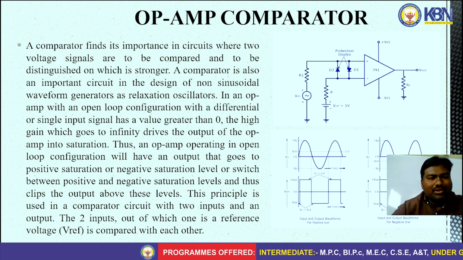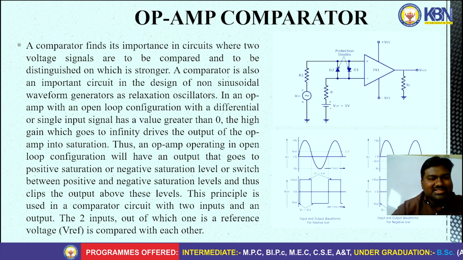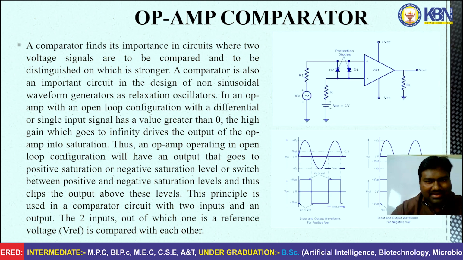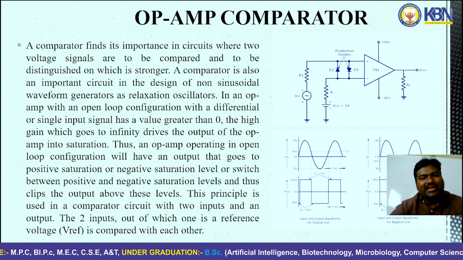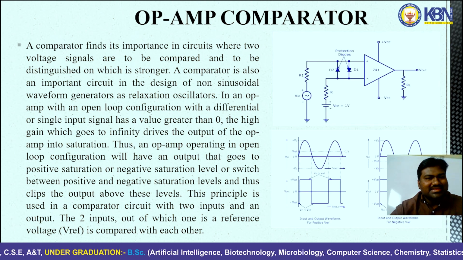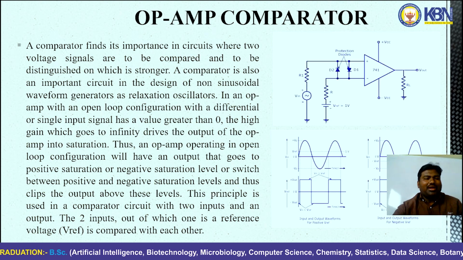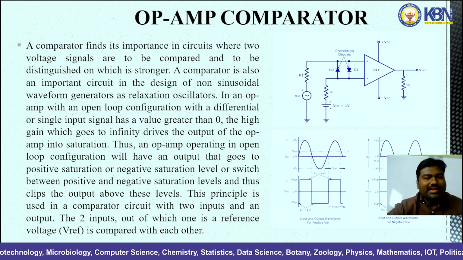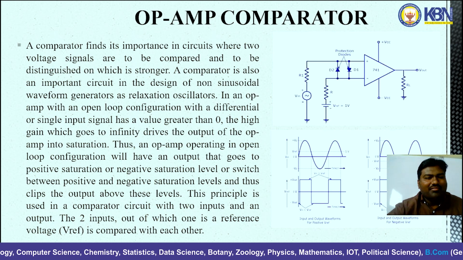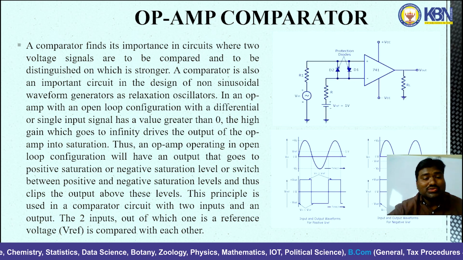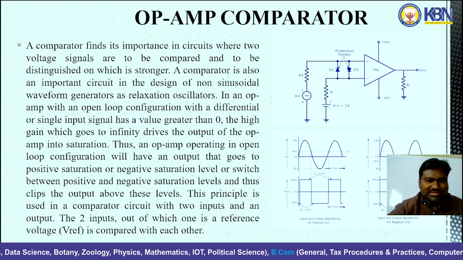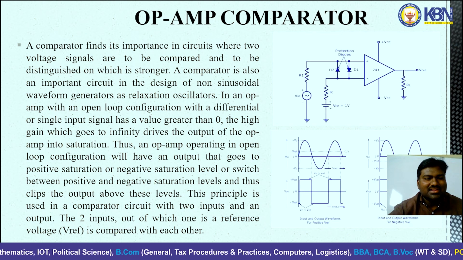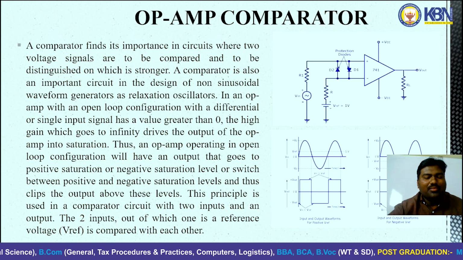Consider an op-amp in an open loop configuration with a differential or single input signal greater than 0. The high gain, which goes to infinity, drives the output of the op-amp into saturation mode. Thus, an op-amp operating in open loop configuration will have an output that goes to positive saturation or negative saturation, or switches between positive and negative saturation levels. Thus, it clips the output above these levels.